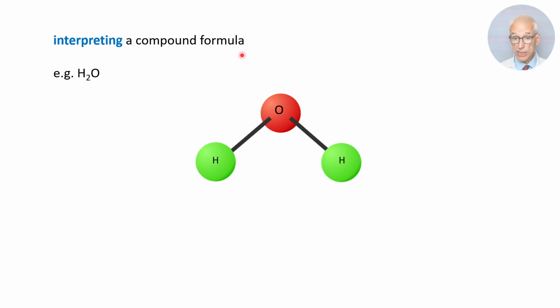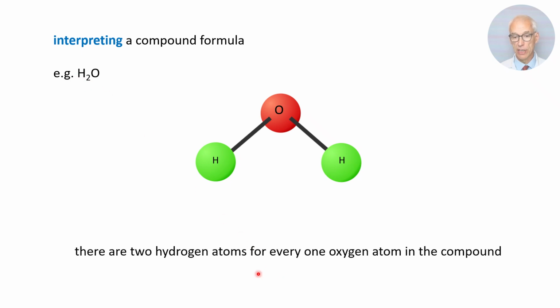So interpreting a compound formula such as H2O, the subscript 2 applies only to hydrogen. So we have 2 hydrogens. So if we look at a diagram, 2 hydrogen atoms combined with 1 oxygen atom. So the 2 refers to the hydrogen and not the oxygen. So we have 2 hydrogen atoms for 1 oxygen atom in the compound, and that is always true for water. Water is always H2O.